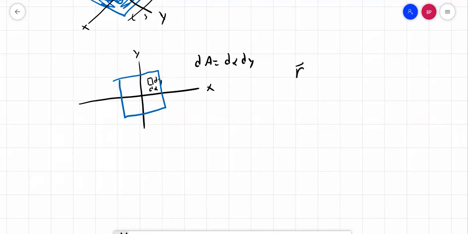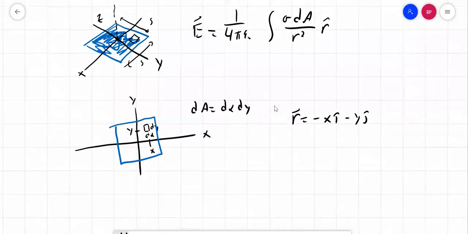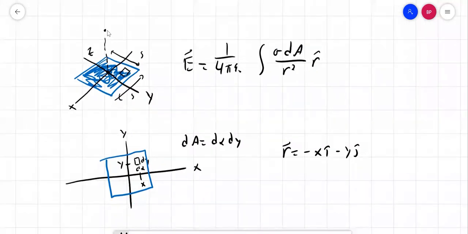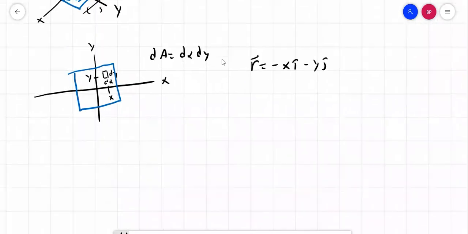And our r vector points from an arbitrary one of these to where we want to know the field, okay? So this little square here is at the point x, y. And so if I want to get from the point x, y back to the origin, then I have to go negative x in the x direction, negative y in the y direction. And then don't forget, I don't want to know the field at the origin, but a height z above it. So I also need to go plus z in the z direction.